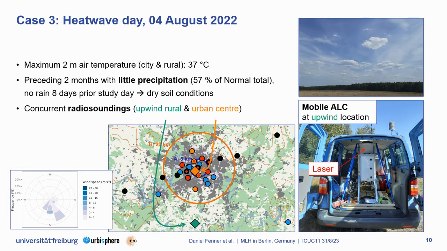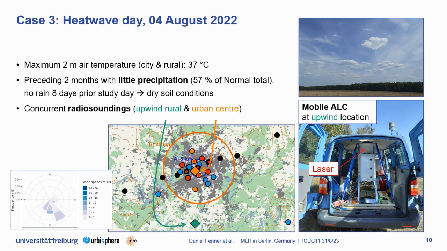Now the last case, that's what we are often very interested in, are heat waves. This is a heat wave case, one of the second hottest days of the year, 37 degrees. And during that day, we not only had the network of Lidars running, but also concurrent radio soundings upwind and in the rural sector. And one of the things I wanted to point out, you can also put those instruments on vans. So here is our van with the laser built in, and you can drive to any location and be flexible in terms of wind.